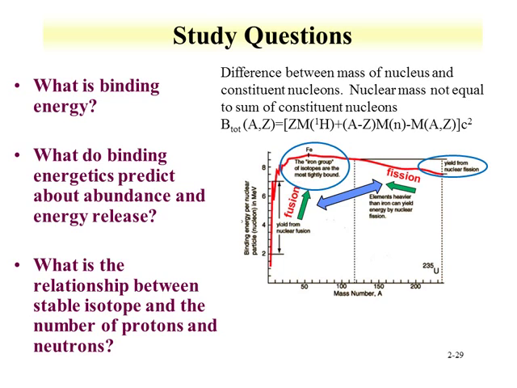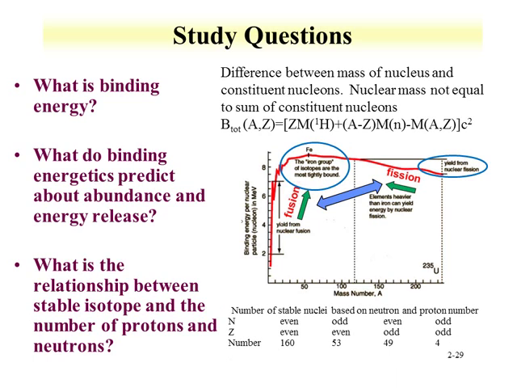Now, the other question is, what is the relationship between stable isotopes and the number of protons and neutrons? Well, we see that there's definitely a trend between the number of stable isotopes, which are shown here, and the number of neutrons and protons in a nucleus. Even nuclei, those nuclei with an even number of protons and even number of neutrons, have the most stable number of isotopes. Whereas odd neutrons and odd protons, those together, and odd nuclei, there are only 4 stable odd nuclei. And they are some of the lightest nuclei.